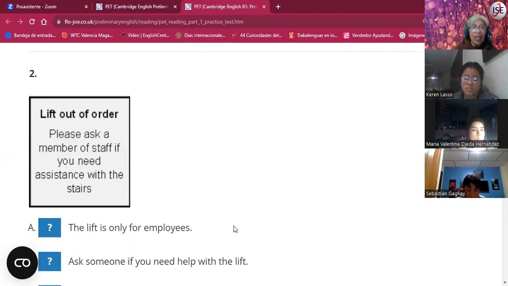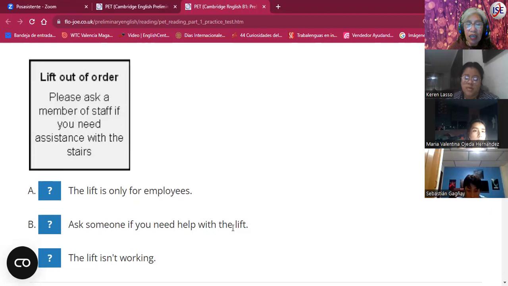Second one, lift out of order. Lift, British for elevator. Please ask a member of staff if you need assistance with the stairs. A, the lift is only for employees. B, ask someone if you need help with the lift. C, the lift isn't working. Check it and then tell me which option do you think is the right one.